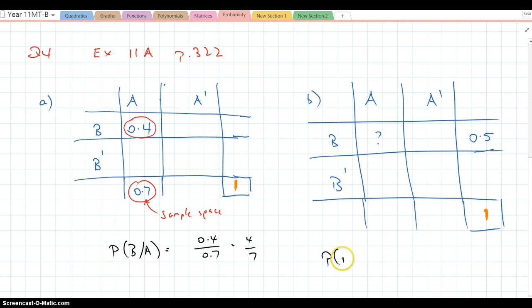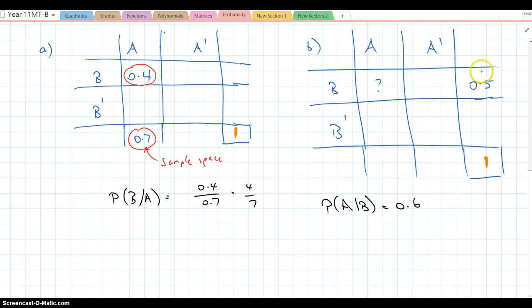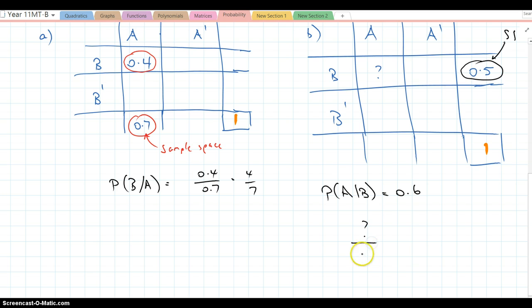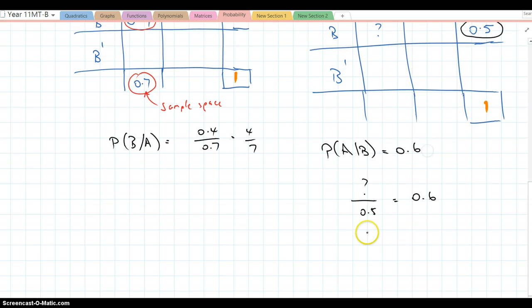The probability of A given B is 0.6. Probability of A given B is equal to 0.6. Now this is therefore my sample space here. That's my SS. So what that means is my question mark over 0.5 has to equal 0.6. This is what I want in here. So my question mark is equal to 0.5 times 0.6, or 0.3.